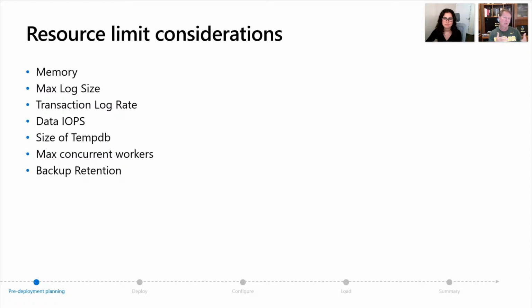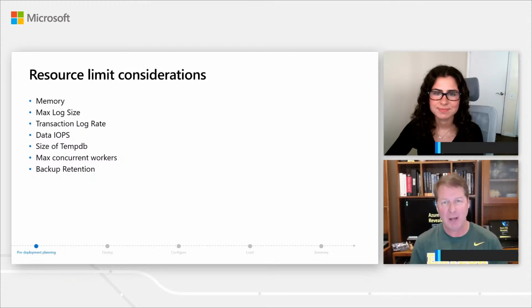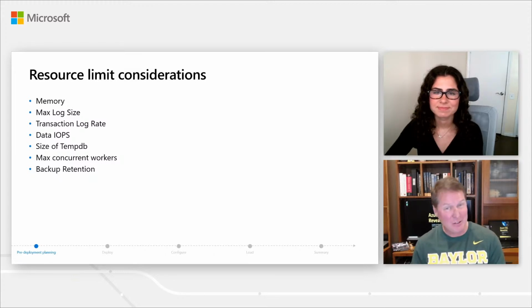Things like maximum transaction log size or transaction log rate are also the same type of concept. Depending on your deployment option, database or managed instance, depending on the service tier, how many vCores, it can affect what you're going to get. Things like IOPS. Remember, in platform as a service, we own the infrastructure, including all the drives and the disk storage. So you're not even provisioning disks. So data IOPS can become a factor now based on these choices.